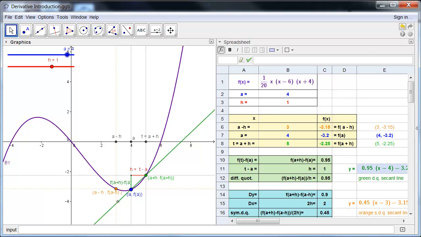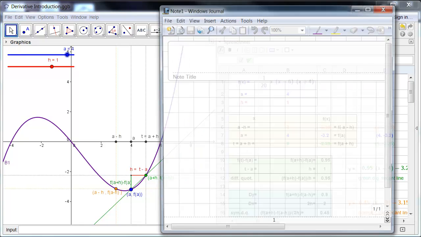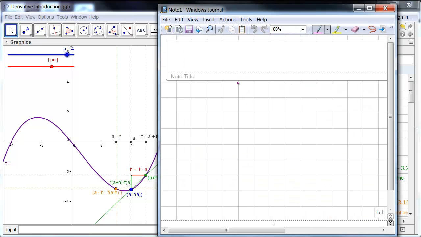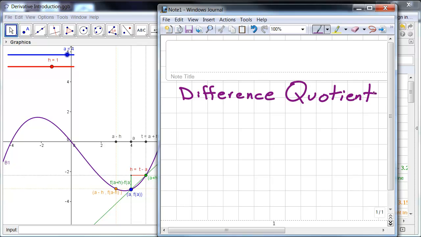This is what we call a difference quotient. So let me write this down for you here. What we're looking at for a difference quotient is nothing more than the slope formula. It's delta y over delta x. Okay? But in our case, what are these things?